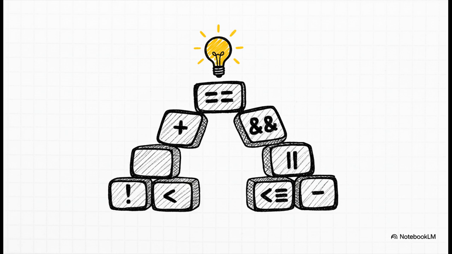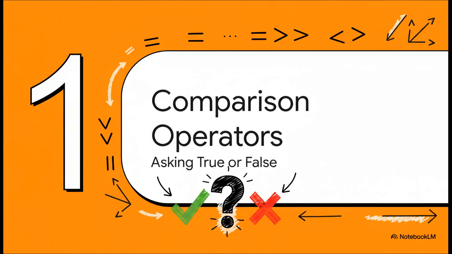That's it. These little symbols and keywords are the fundamental building blocks. They're what give our code the power to think, to react, and to decide. All right, so where do we even begin with all this? Well, we start at the simplest place possible, asking a basic yes or no question, a true or false. And for that job, we need comparison operators.